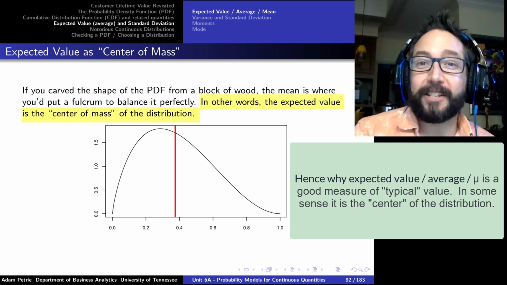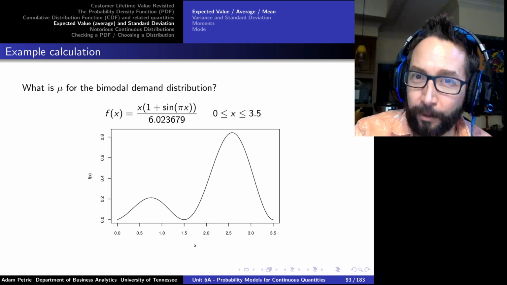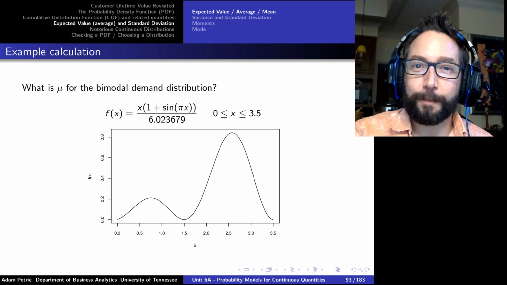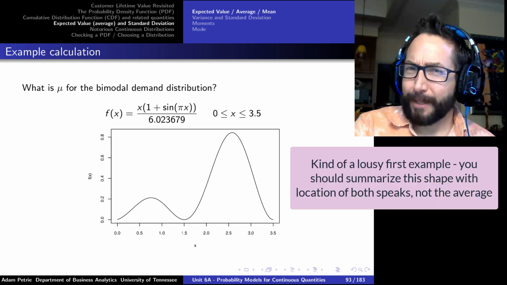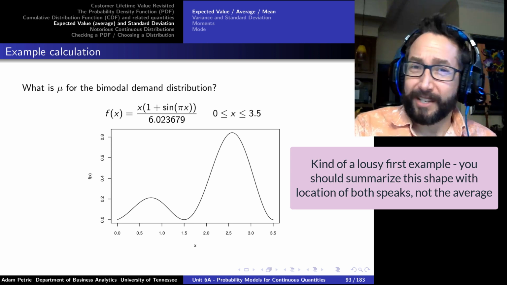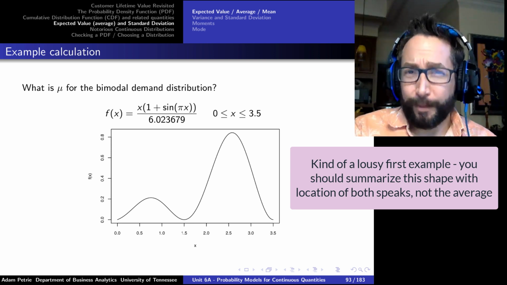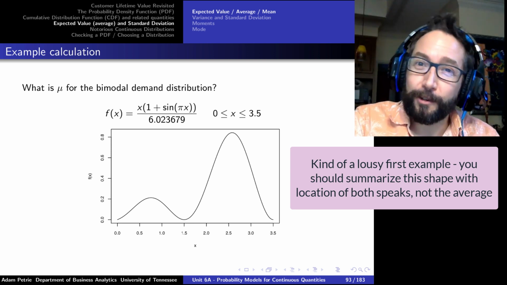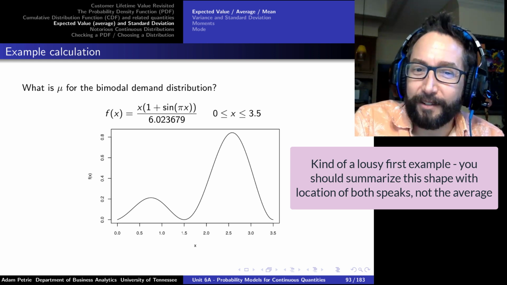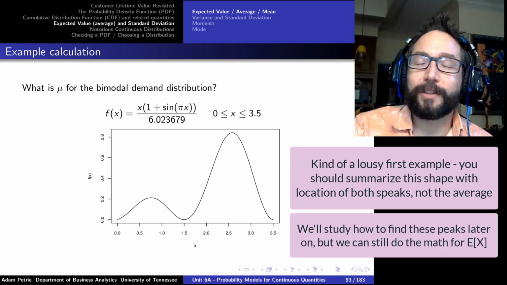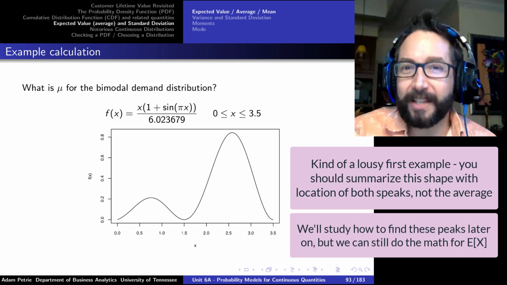So let's do an example. We've talked about the bimodal demand probability distribution example, which might not really be the most appropriate to summarize with a single number because we have two modes. We'd probably summarize this distribution with two values. We're likely to get a value near 0.5, 0.75 or so at that first peak, and 2.5 at that second peak.